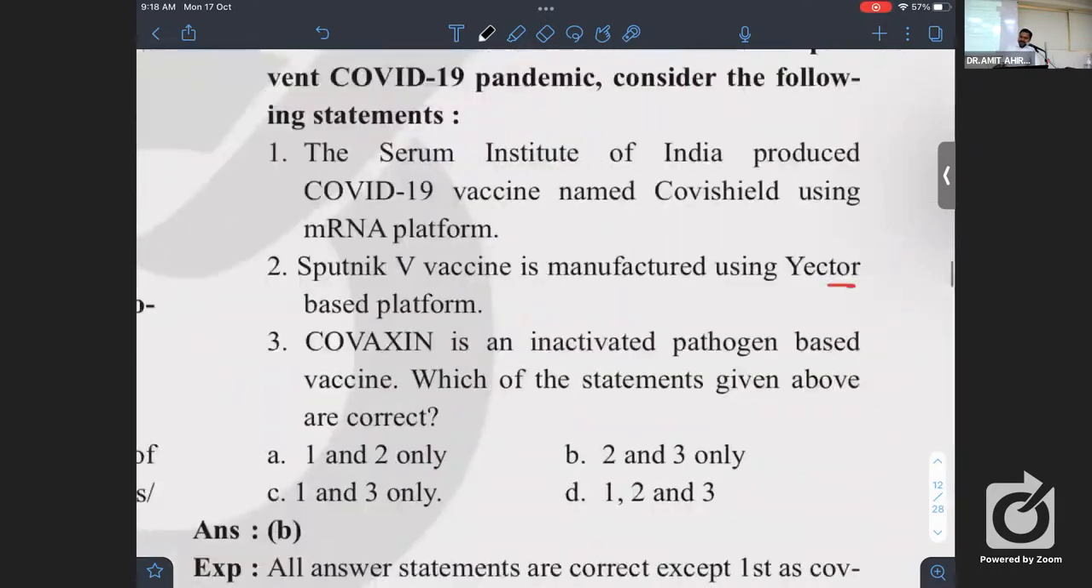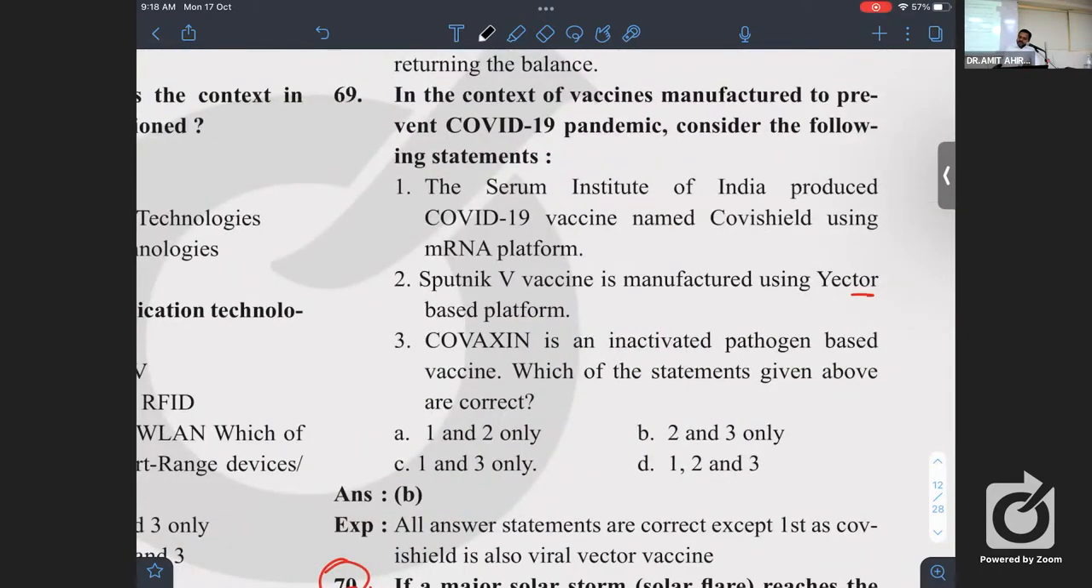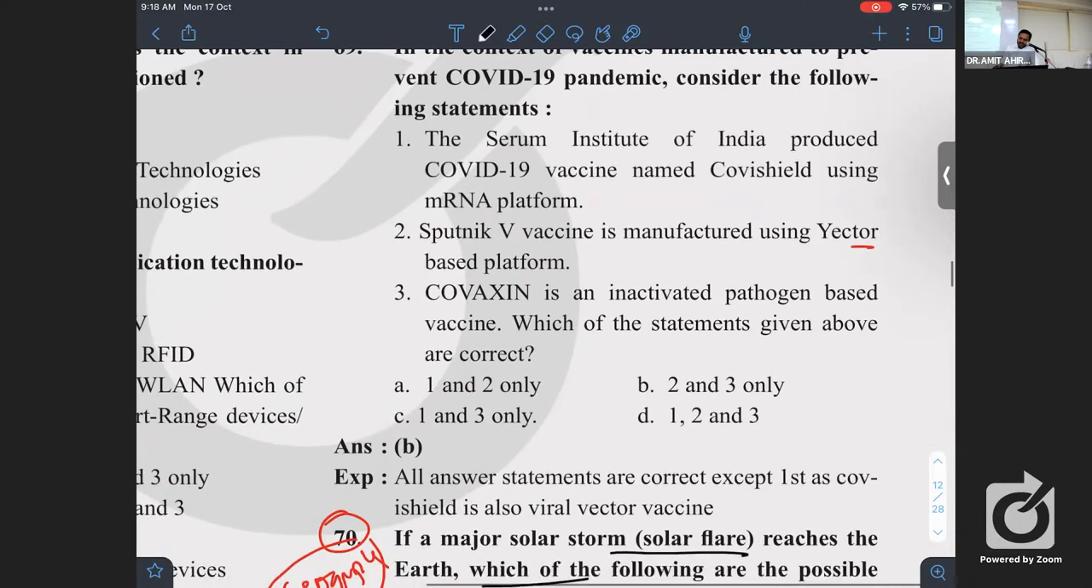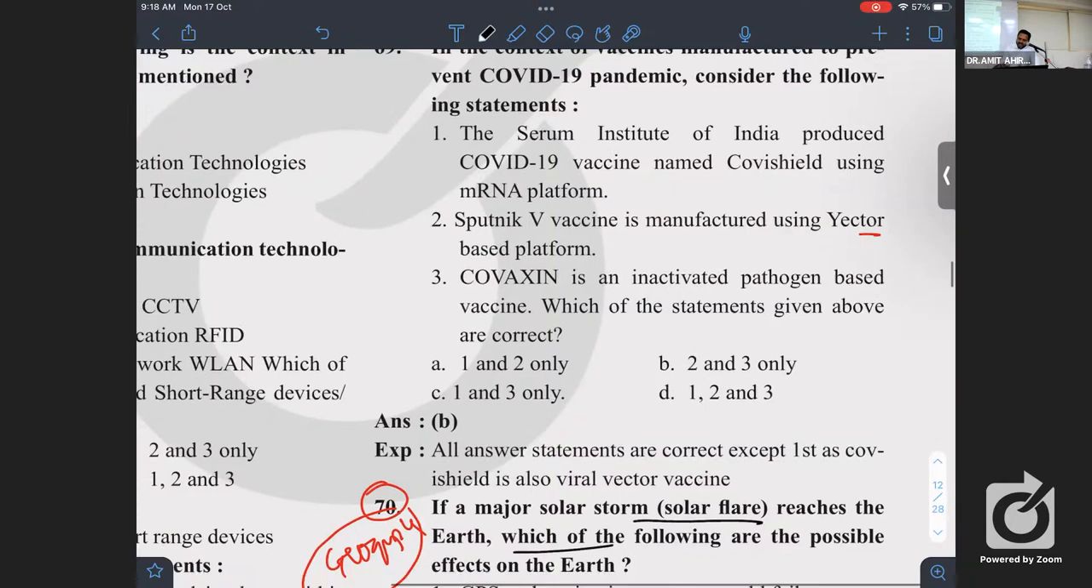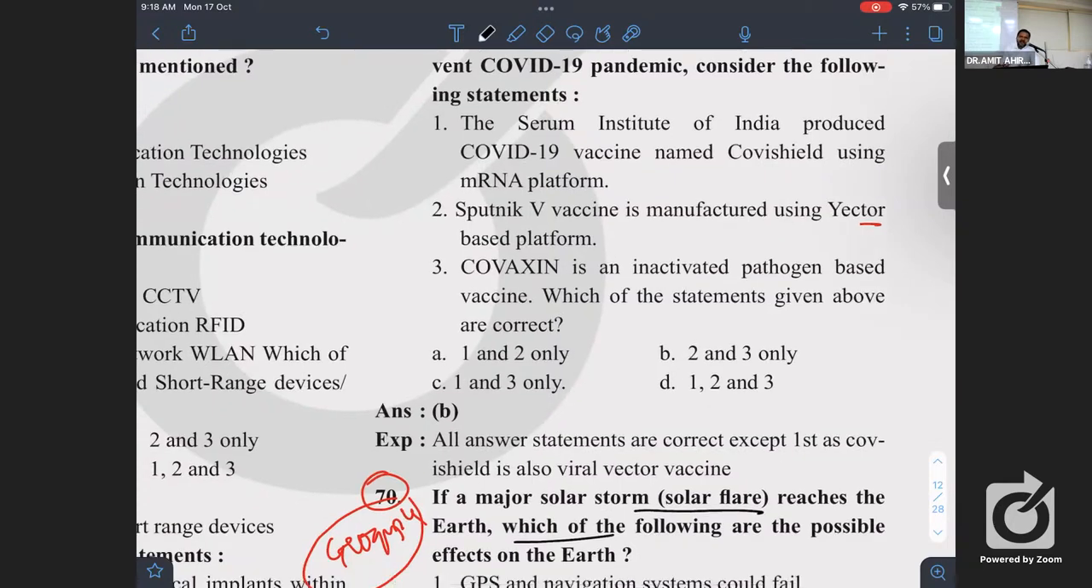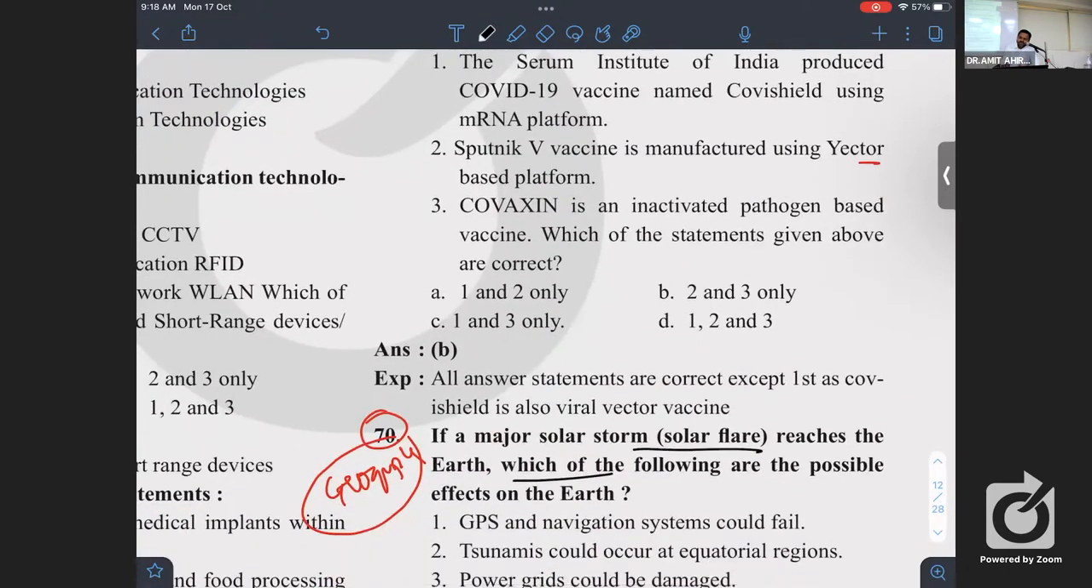See this question. In the context of vaccine manufactured to prevent COVID-19 pandemic, consider the following statement. You can ask about this question. This is, in fact, the question that had appeared in our preliminary test series. And surprisingly, there is no difference between the statement I made and the question that came in this examination. Not even one word changed.